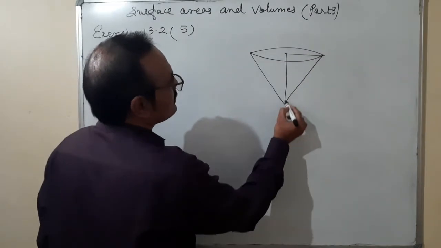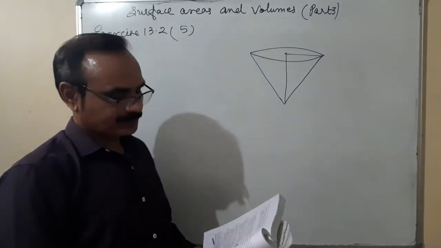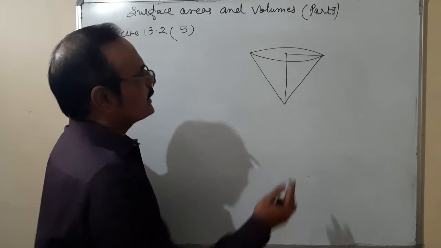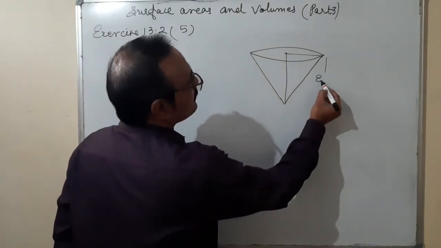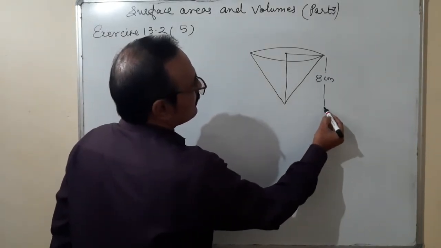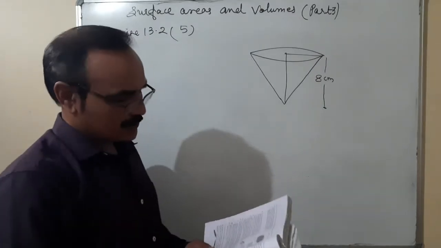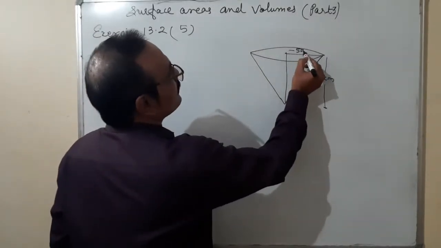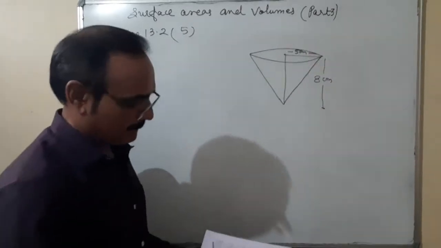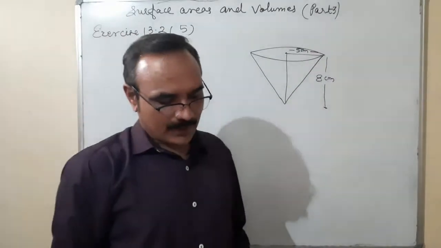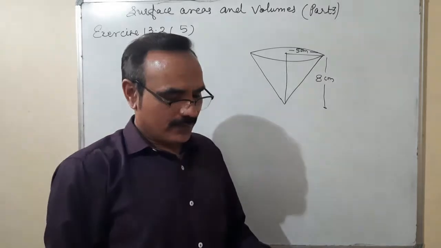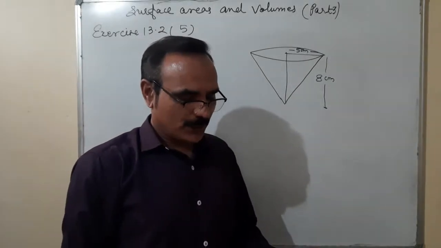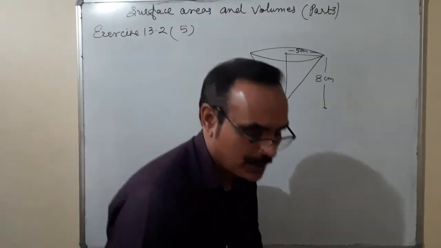So the vessel is in the form of an inverted cone, height 8 centimeter, and its radius, which is open at the top, is given as 5 centimeter. It is filled with water up to the brim when lead shots, each of which is a sphere of radius 0.5 centimeter, are dropped into it.